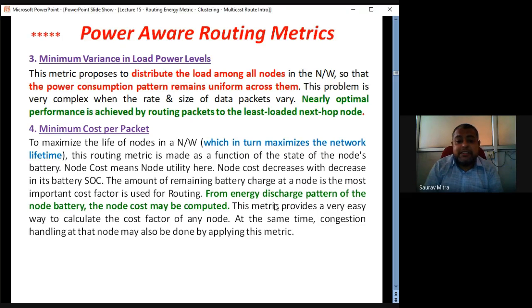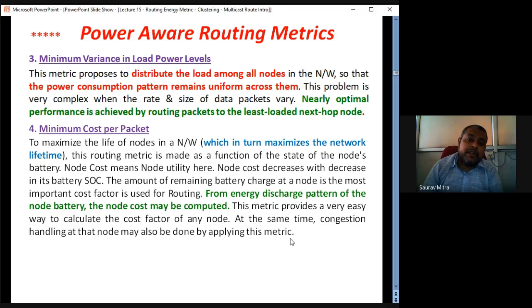So from the energy discharge pattern of the node battery, the node cost may be computed. This metric provides a very easy way to calculate the cost factor at any node. That means how important that node is, how much will be the utility of that node, depends only on one parameter, that is how much energy is remaining in that node. The more energy remaining, the more the cost factor, the more the utility factor of that node.